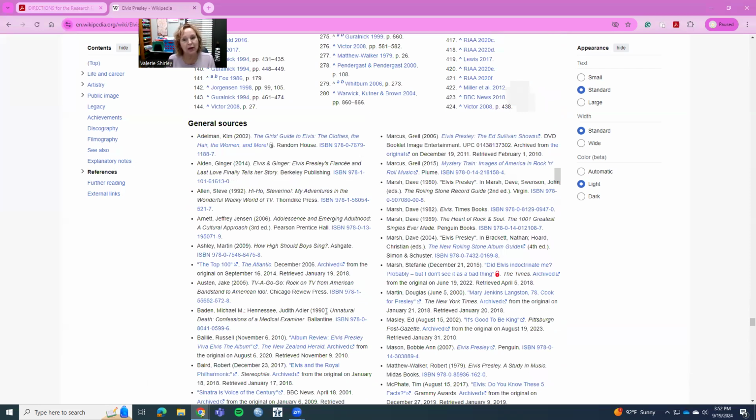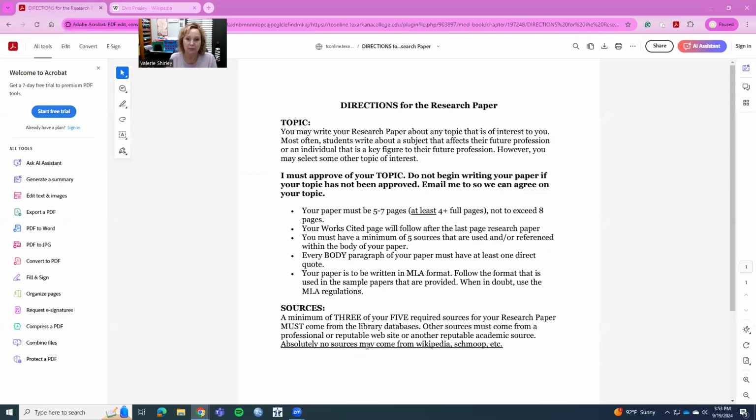So if I want to write on Elvis Presley and I read on Wikipedia, see something that I think might be helpful for me, I might come down to the general sources and open it up, see if I can use that source, see what book they're talking about. So this is helpful, but Wikipedia in and of itself is not a reliable source. If it's on your works cited page, there better be 5 other good ones, because a minimum of 5 sources on the research paper works cited page, a minimum of 3 need to come from the databases. All right, so those are the directions.